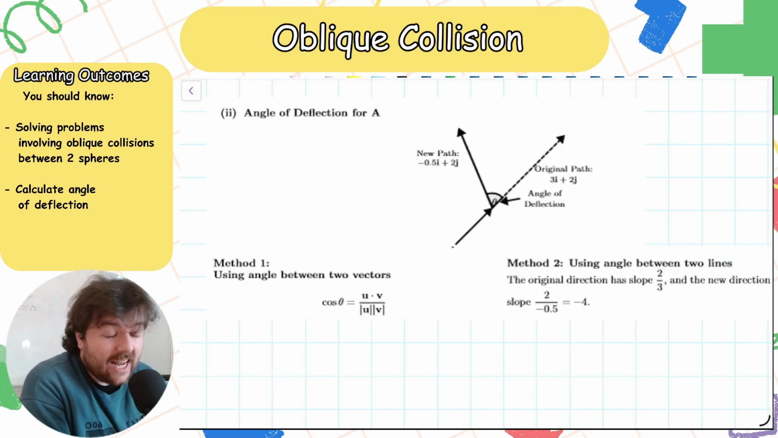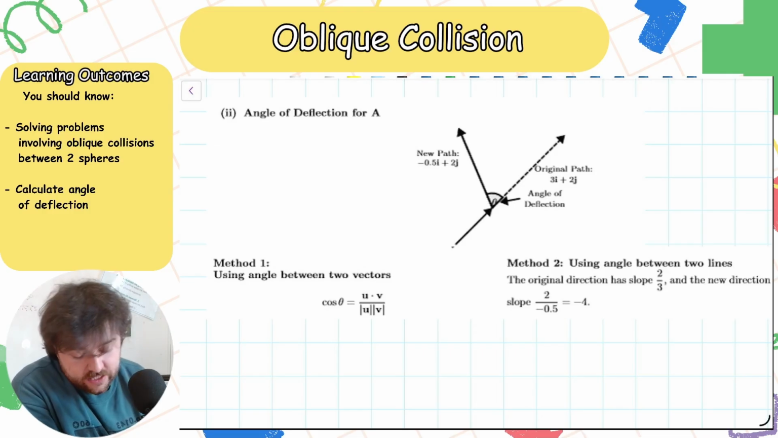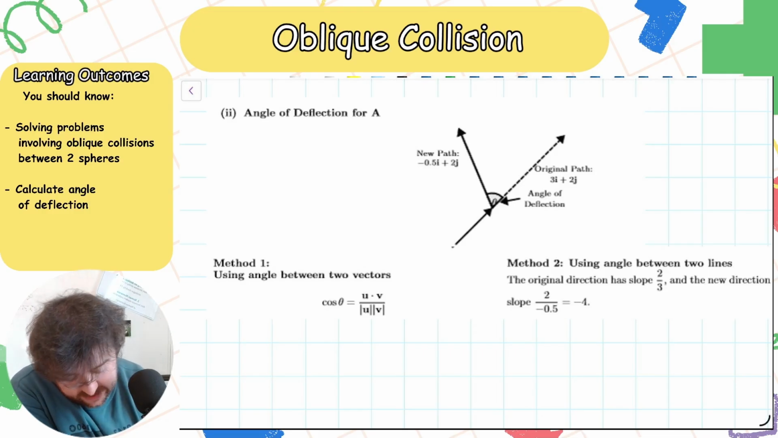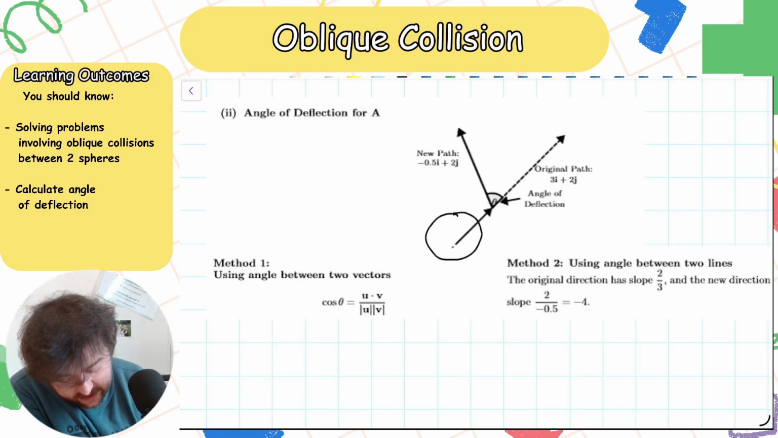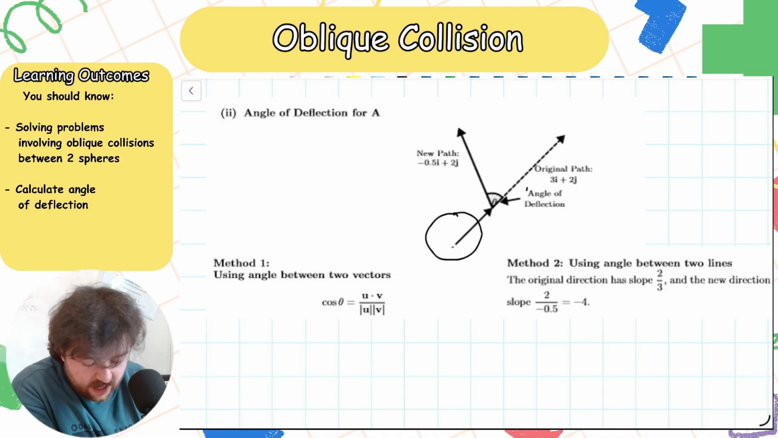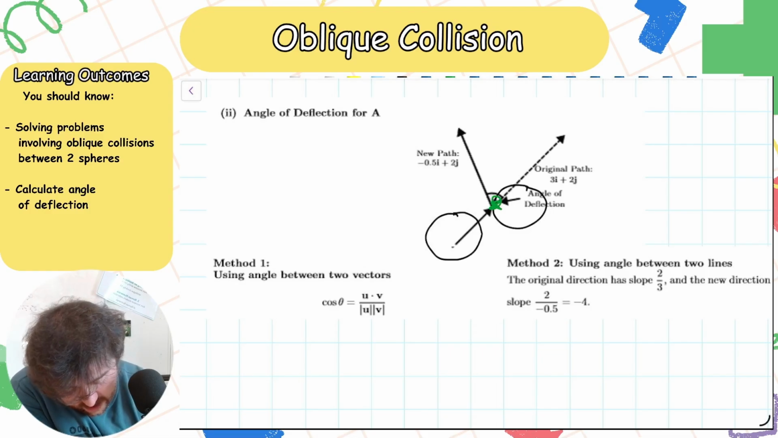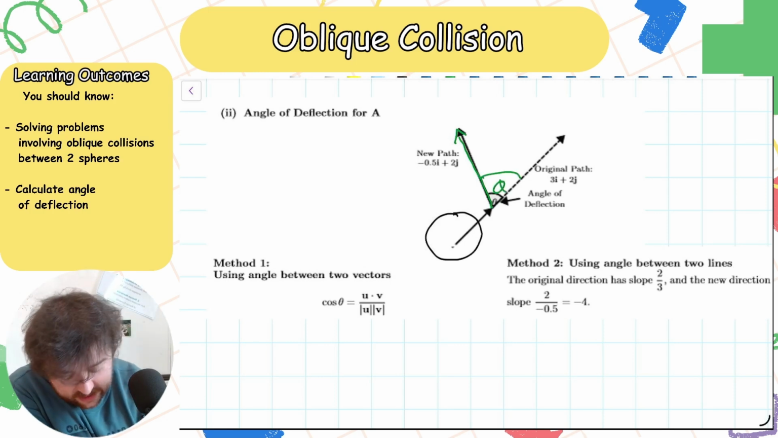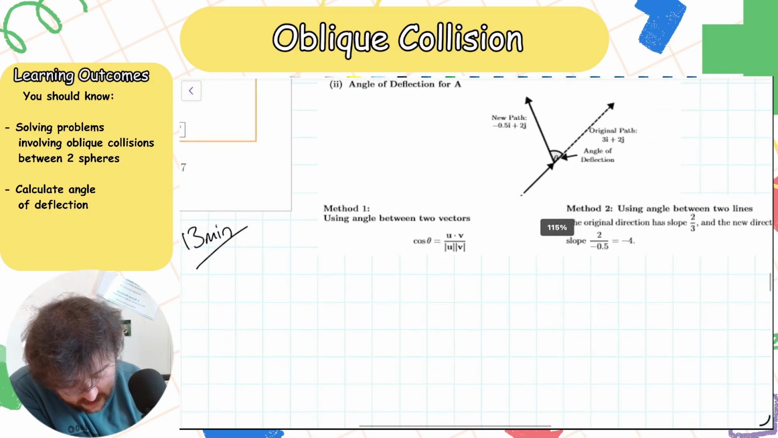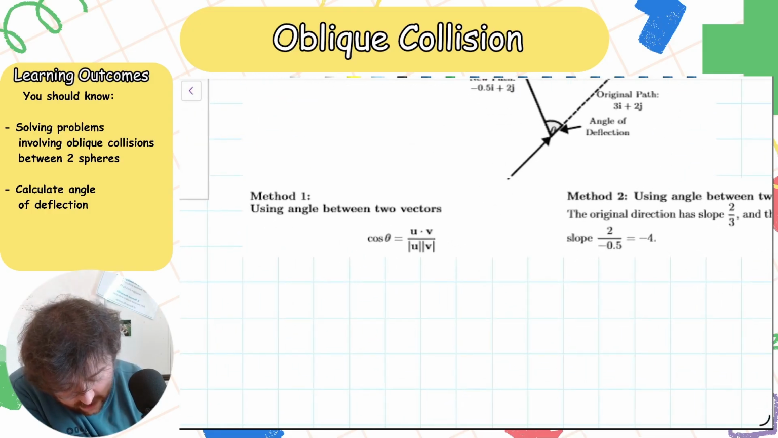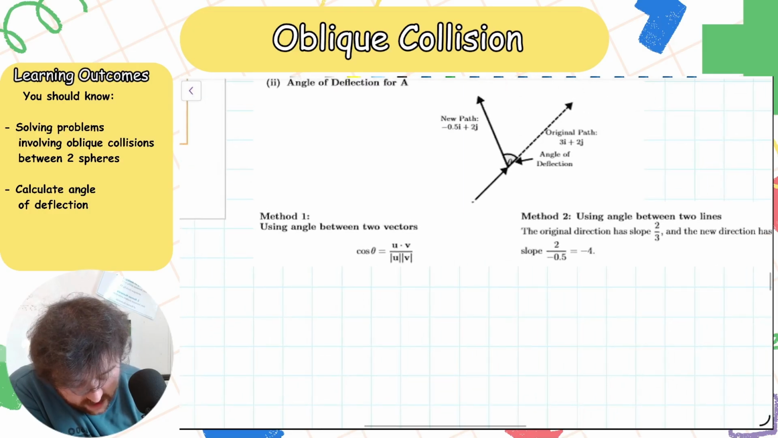Now we're asked to find the angle of deflection for A. So what an angle of deflection is basically. So if we look here, this is the path of sphere A before it collides with sphere B here. So it's kind of going this dotted direction here. It then bounces off the sphere here and then goes this direction. So it's being deflected this angle here, and that is what we're trying to calculate here. So we can use this cosine rule here. So it's the dot product of u and v over the product of the speeds.